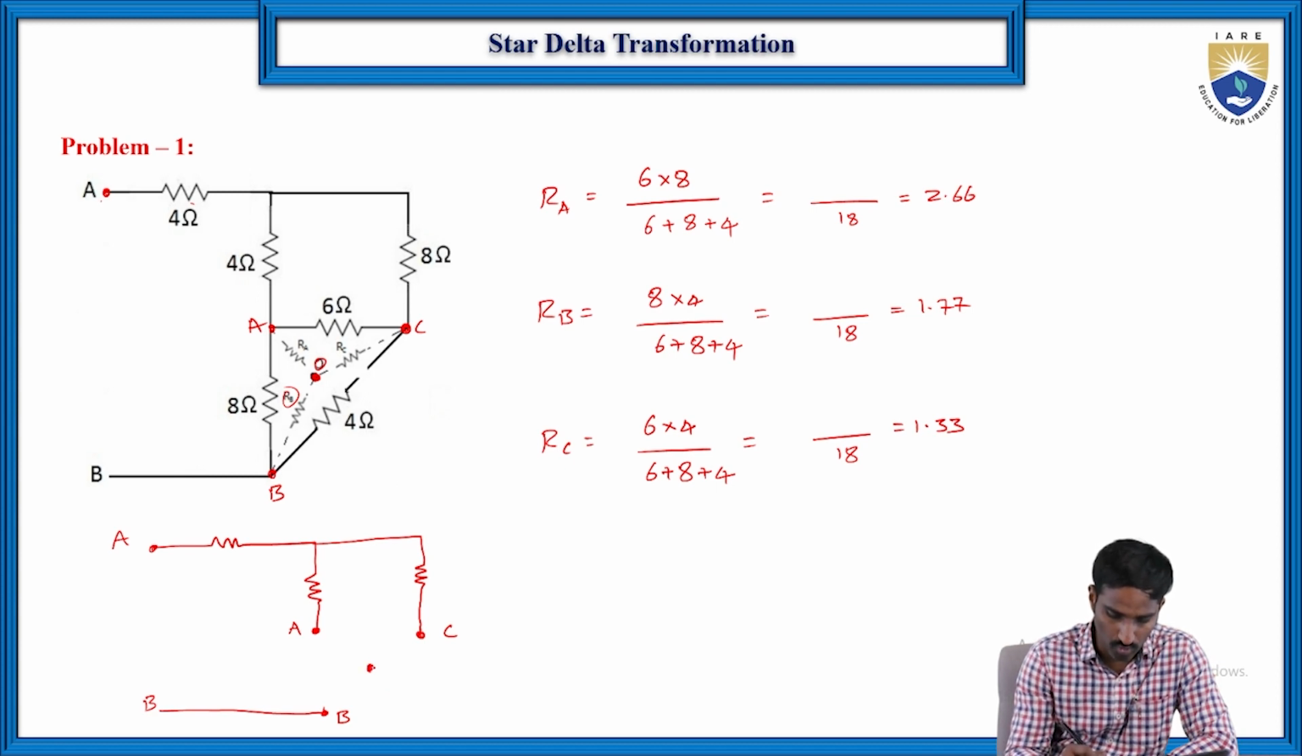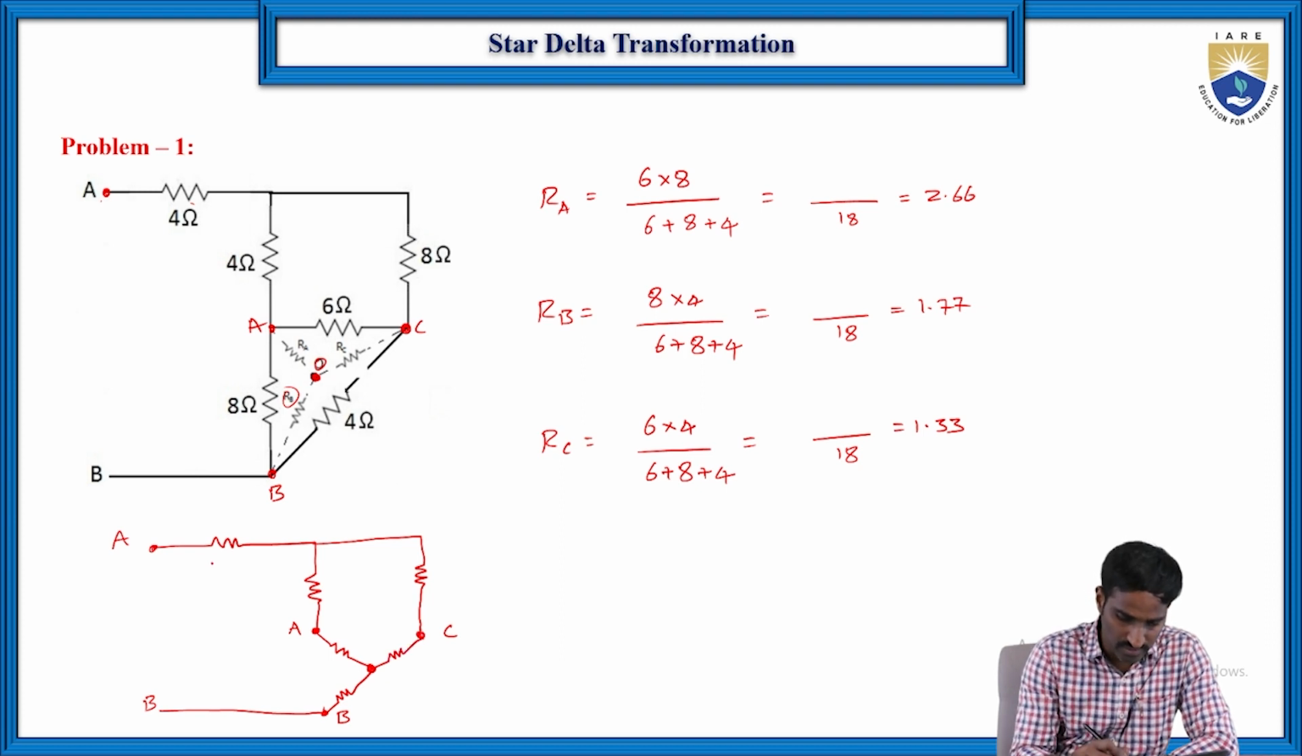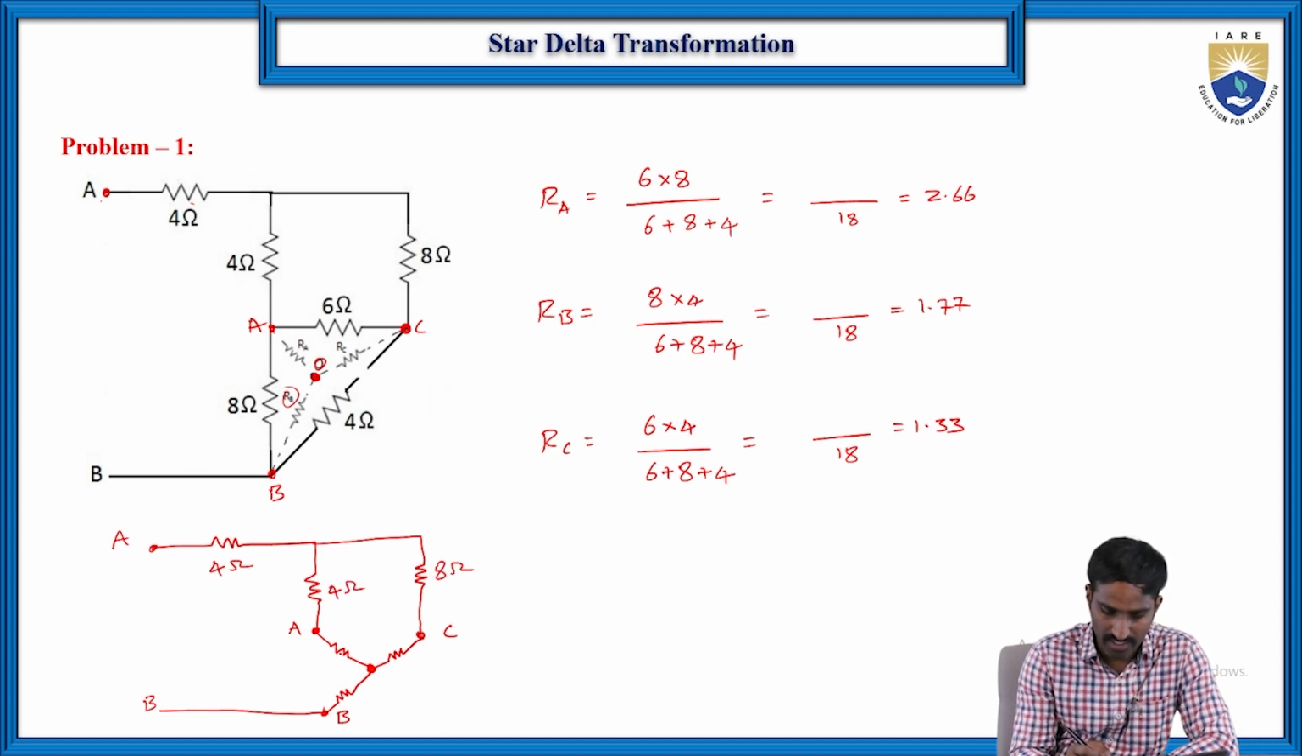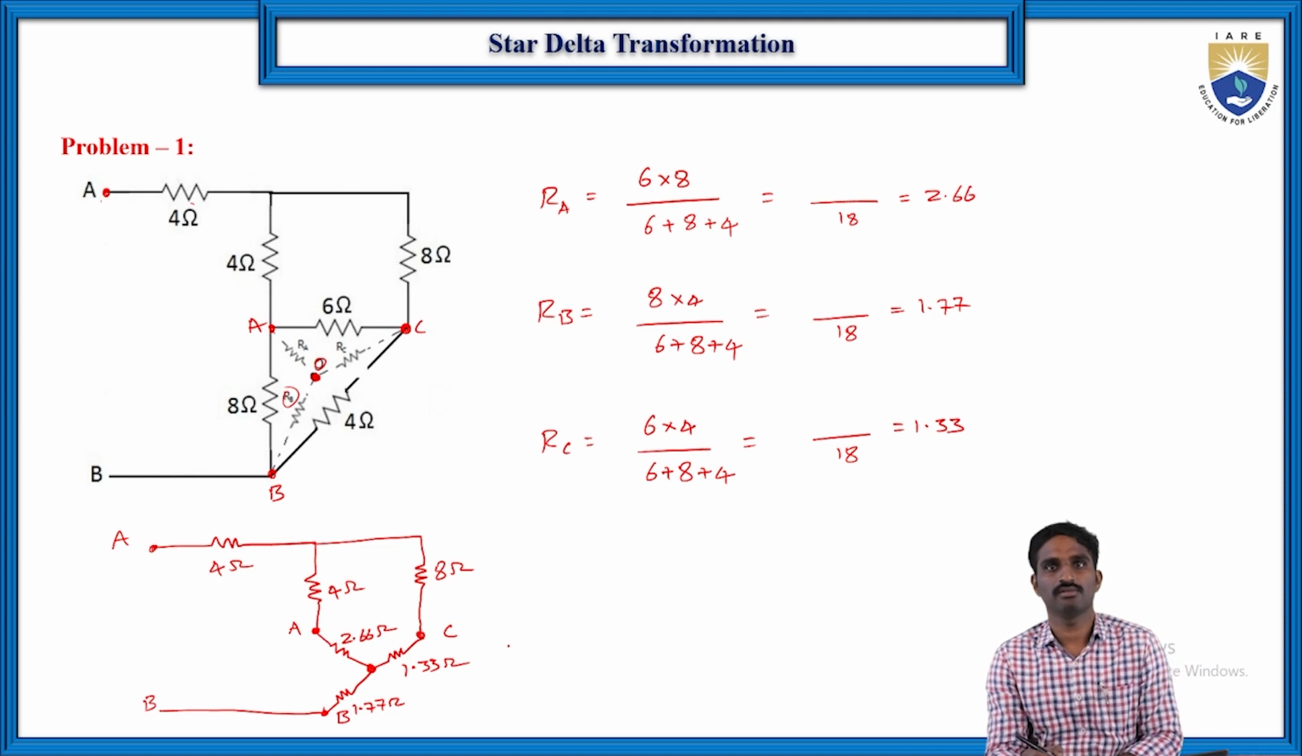Now here it is O, right? So A is connected to the A terminal, B is connected to the B node and C is connected to the C node, right? So these values are here 4 ohms that they have already given, and here also 4 ohms, and here it is 8 ohms. Then RA is 2.66 ohms, RB is equal to 1.77 ohms, and RC is equal to 1.33 ohms, right?